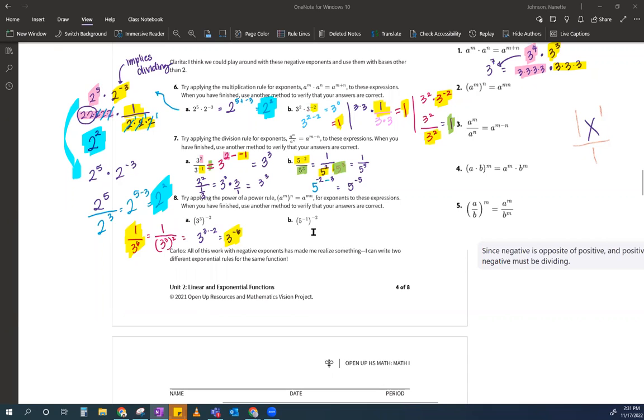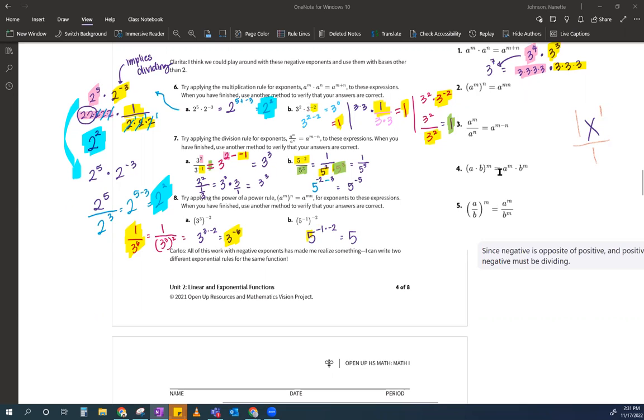Okay, let's do this one. Miss Johnson, the power of the power rule, don't worry, I know how to do this. All I do is I take my base. Oops, I'm still in highlighter land. I take my base. And then I take my exponents and I multiply them, right? Power of a power, multiply. -1 times -2. Ms. Johnson, that's just 5 squared.